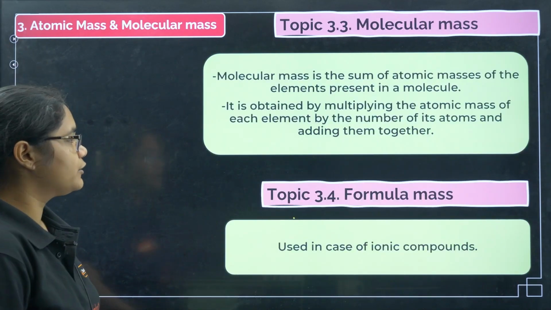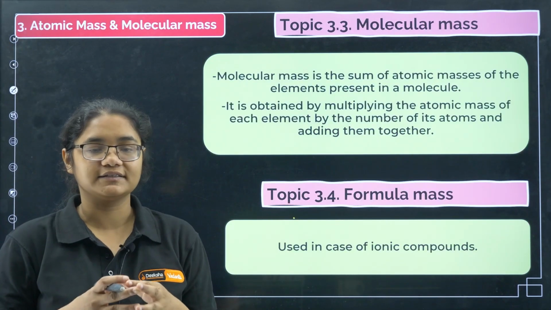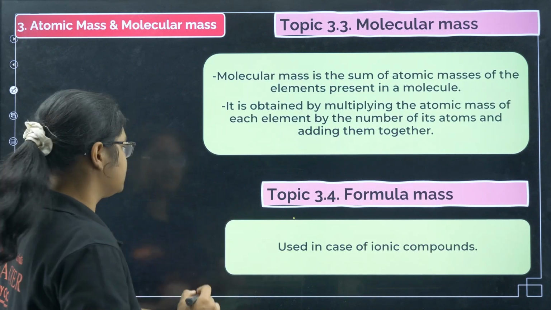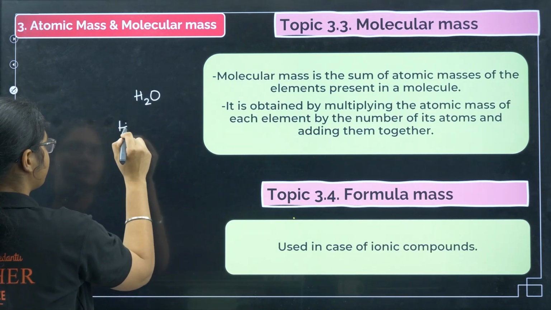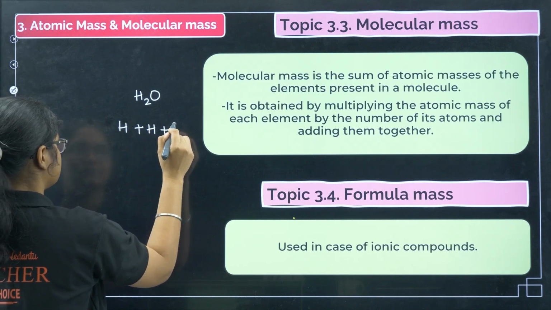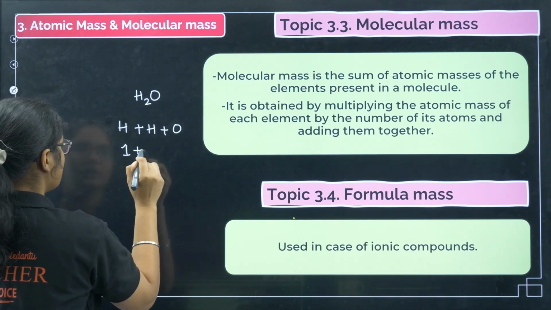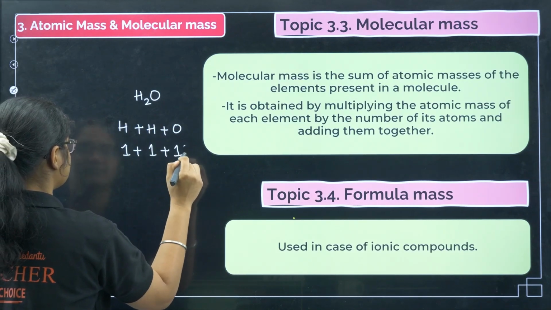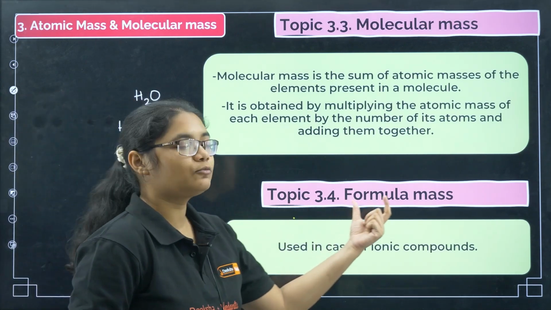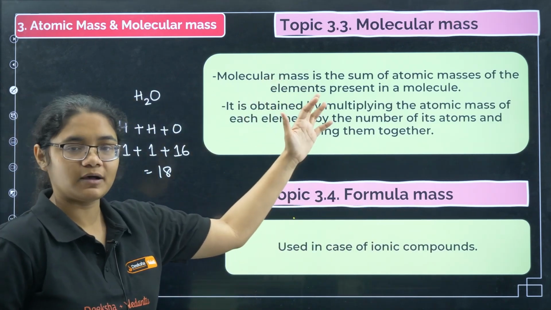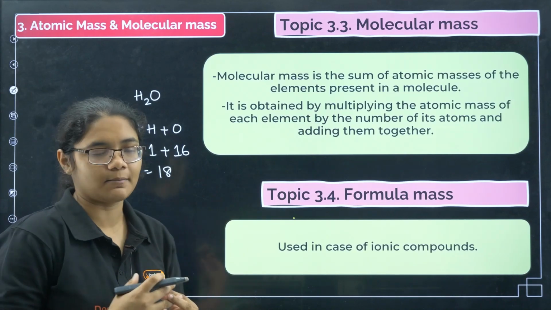Next, molecular mass is the mass of one molecule. For example, for water, I have the mass of hydrogen plus hydrogen and oxygen. Hydrogen mass is 1, hydrogen mass is 1, oxygen mass is 16, so I will get 18. Next, formula mass is the same as molecular mass, but used in terms of ionic compounds.